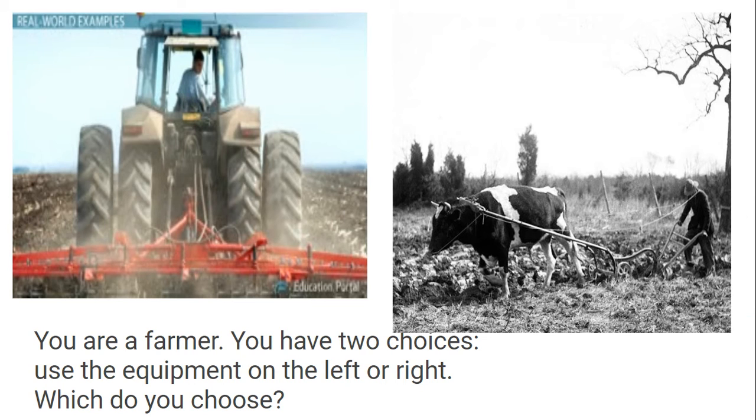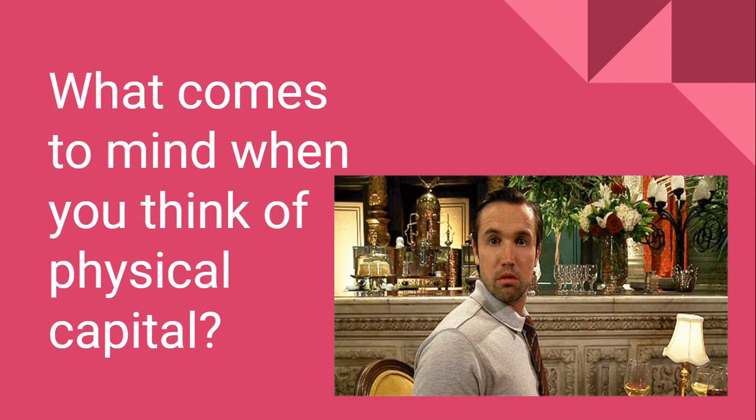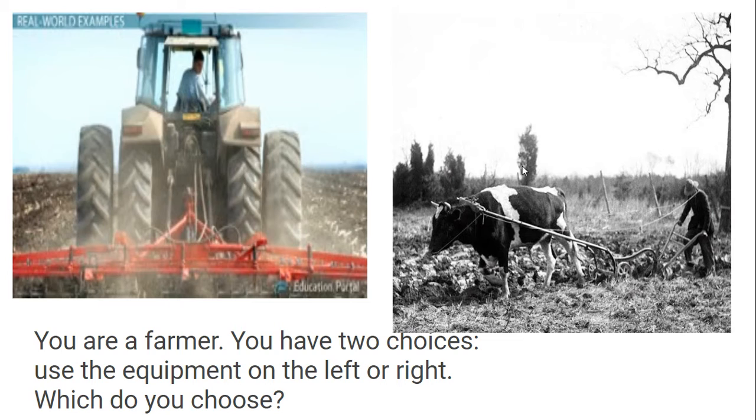We're going to make a connection here to the other type of capital. So if you were a farmer and you have two choices, you can use the equipment on the left, that tractor that you see there, or the animal plow that the farmer is using on the right. Which one would you choose? Well, obviously you choose the tractor, right?